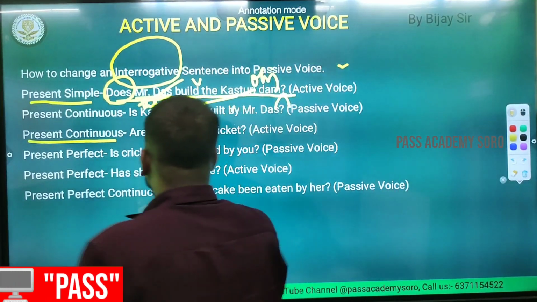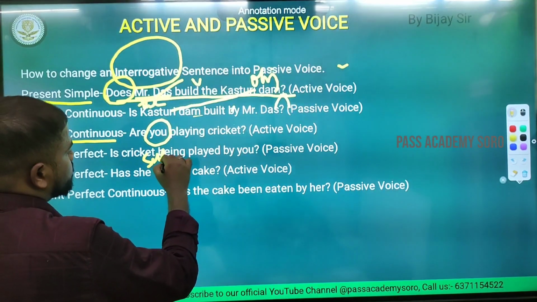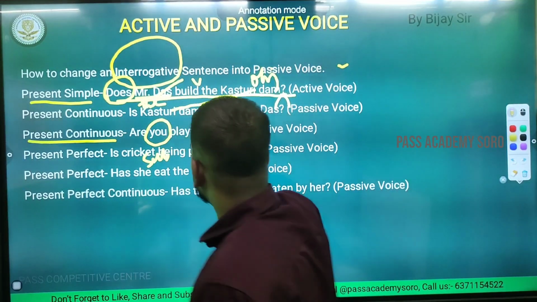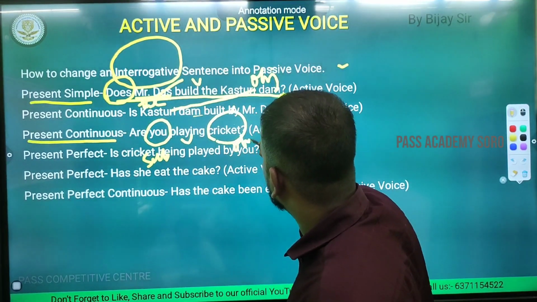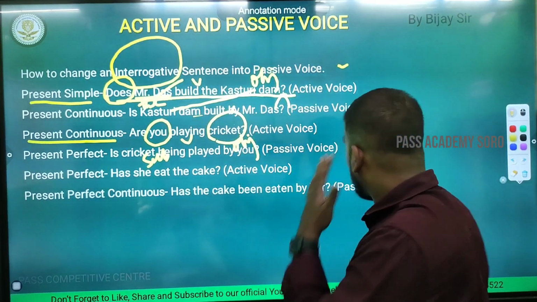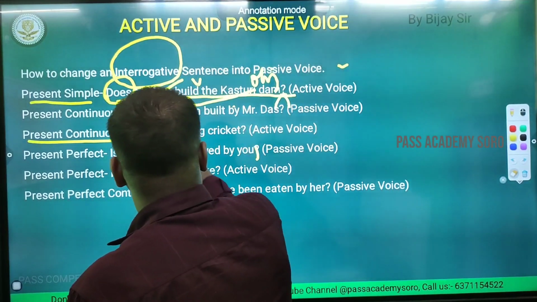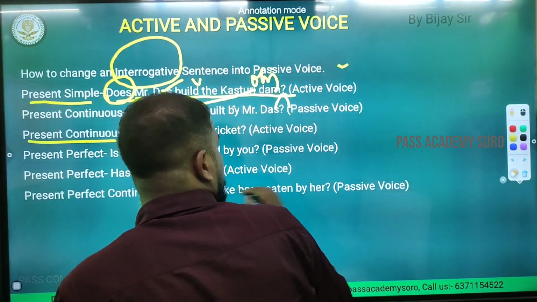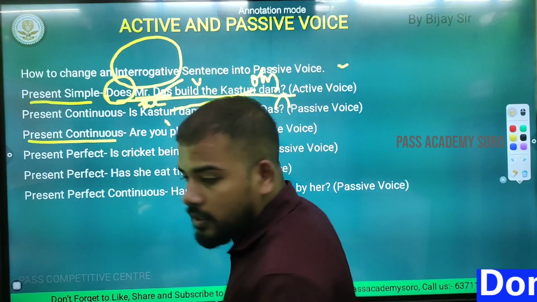So here, dear student, "you" is the subject, "playing" is the verb, and "cricket" is the object, right? So now we will convert into passive voice. The object becomes the subject, dear student. Cricket is the object, it will become the subject, and cricket is singular, right?